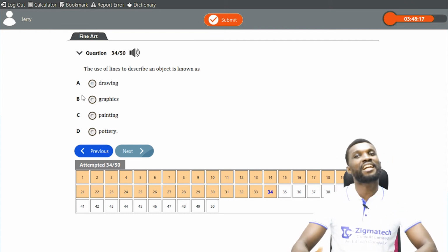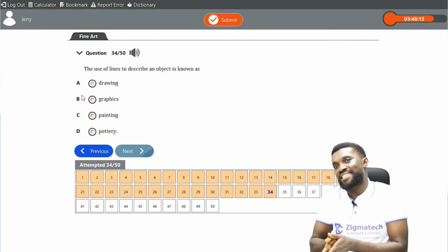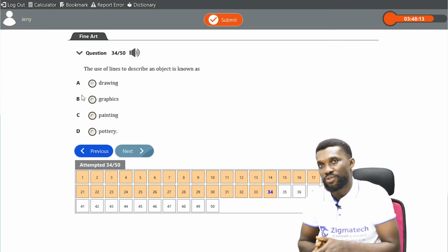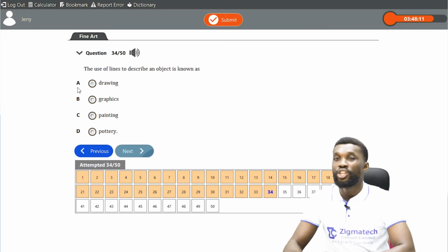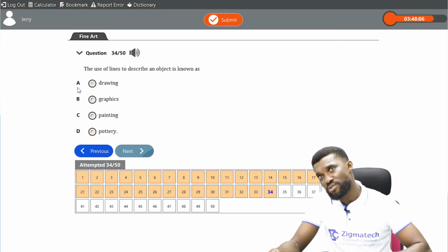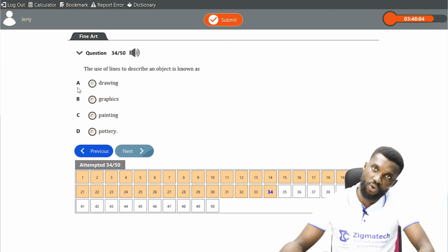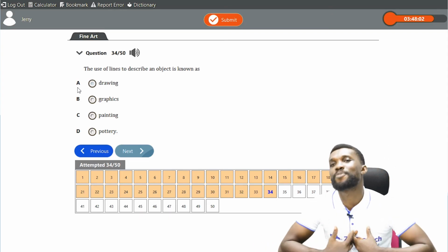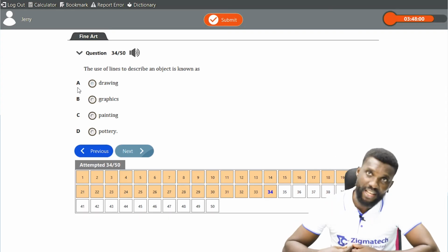Now, graphics. Graphics is the act of using letters, forms and pictures to pass across information. It is not the use of lines. Painting. Painting is the use of colors, different tones of colors, to express one's feelings. It is not the use of lines.